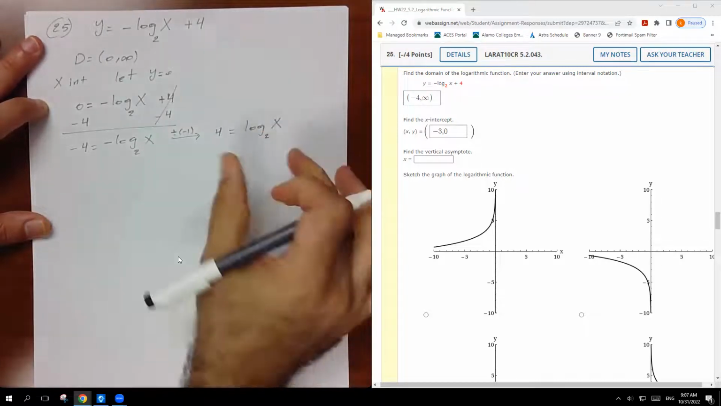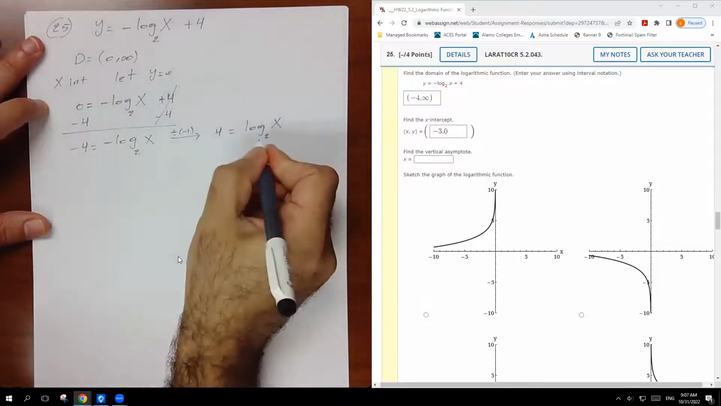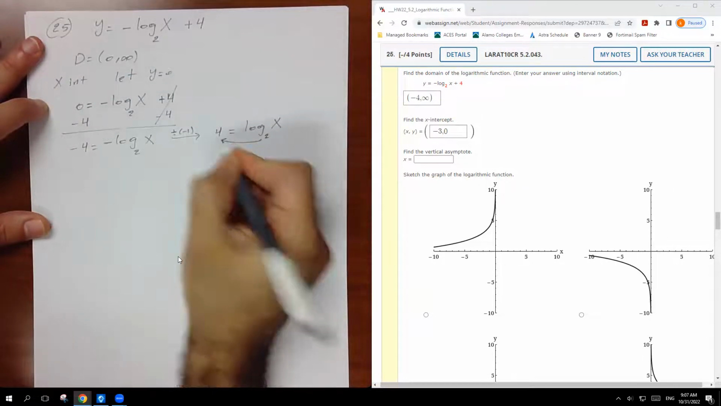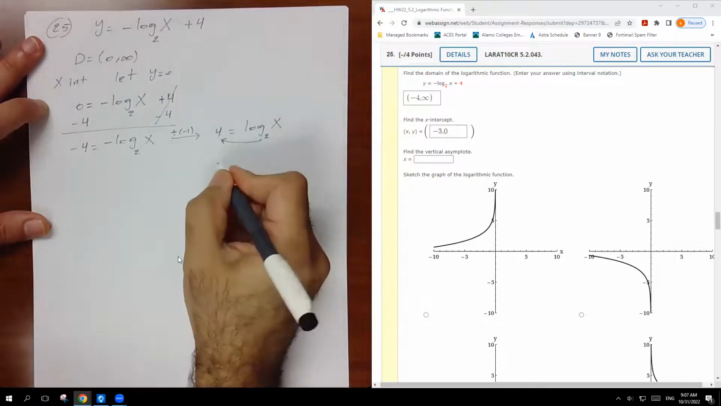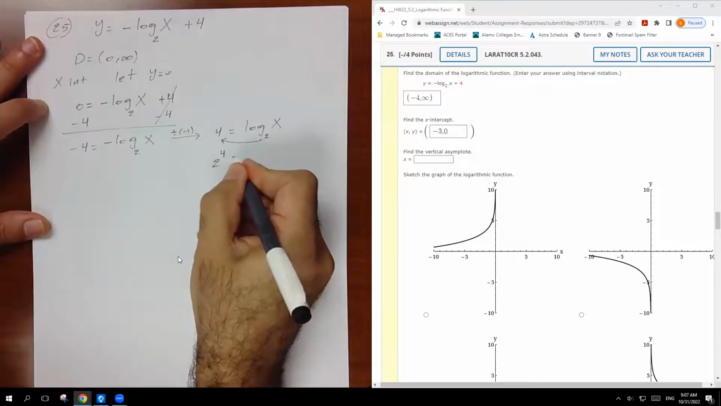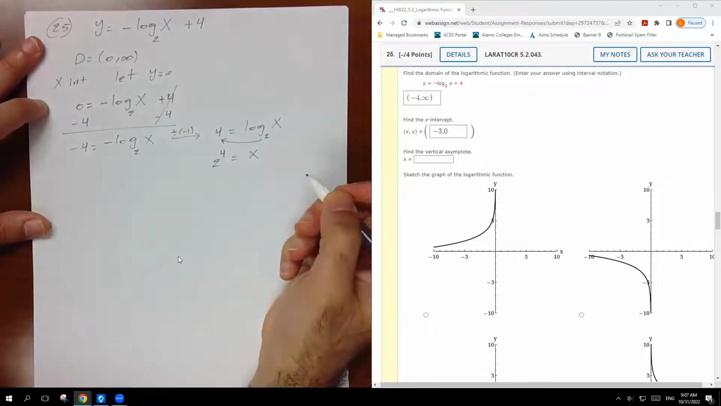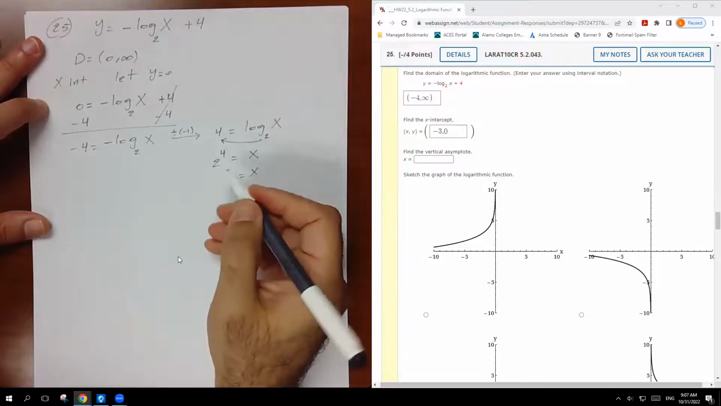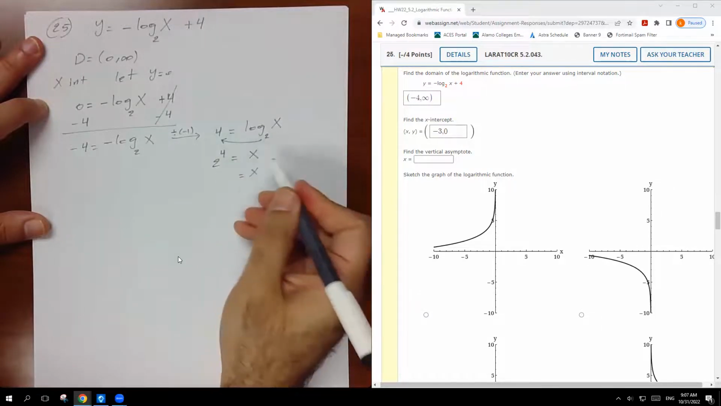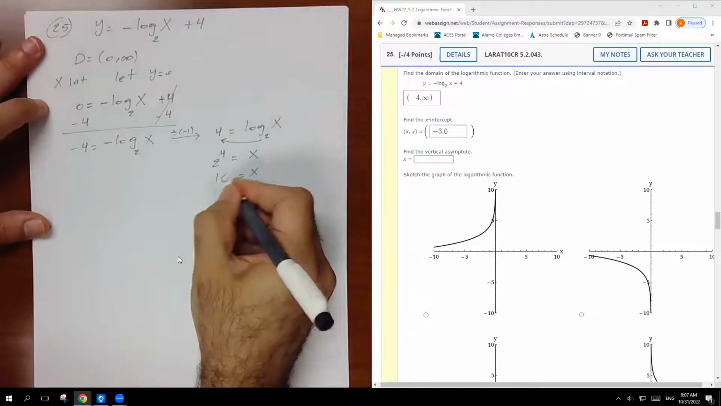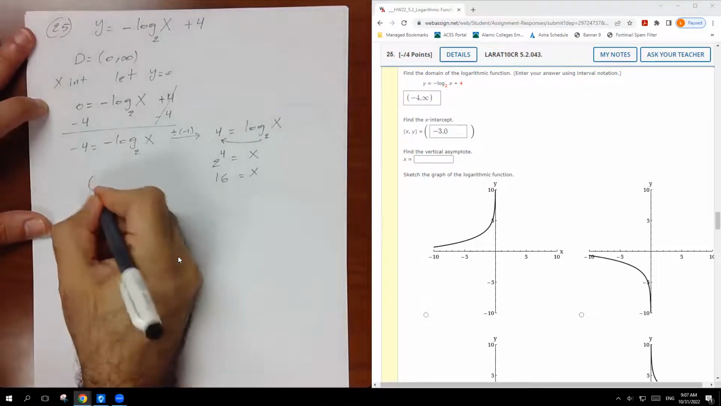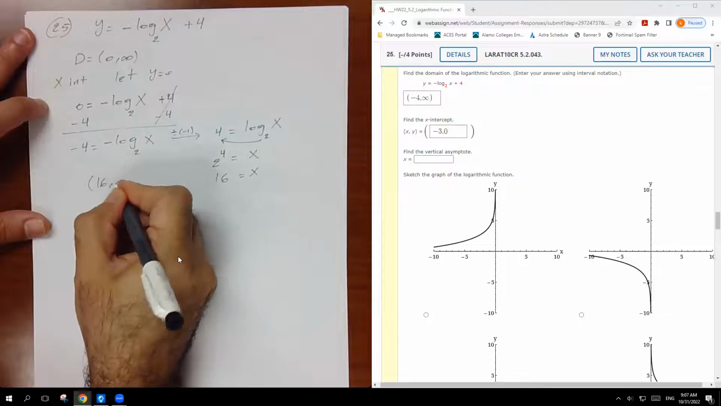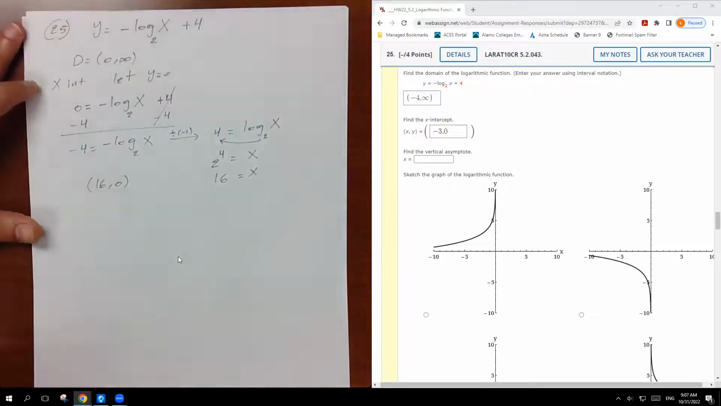Now this is the log form. I'm going to convert to the exponential form. So moving the base here, it's going to be 2 to the power 4 equals x. That means x is going to be equal to 2 to the power 4, which means 2 times 2 times 2 times 2, 4 times. It's going to be 16. That means our x-intercept is (16, 0).